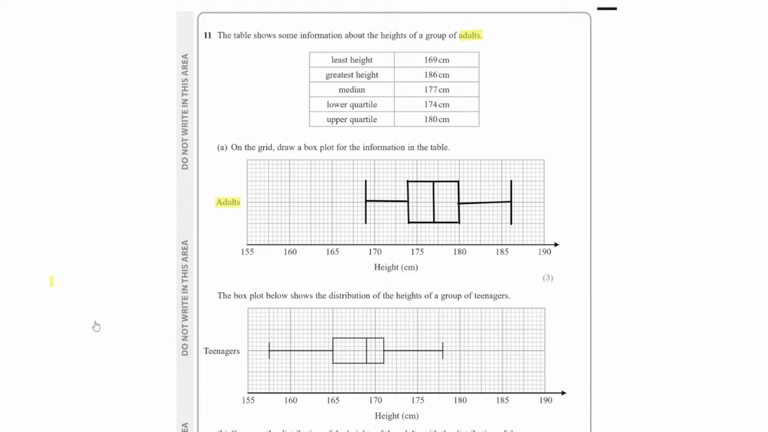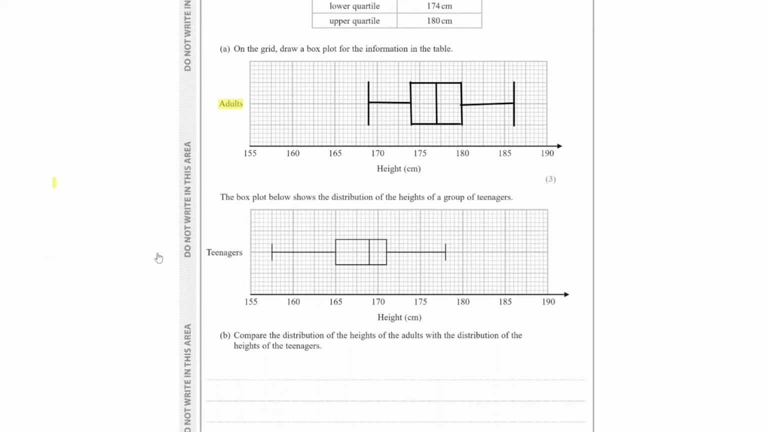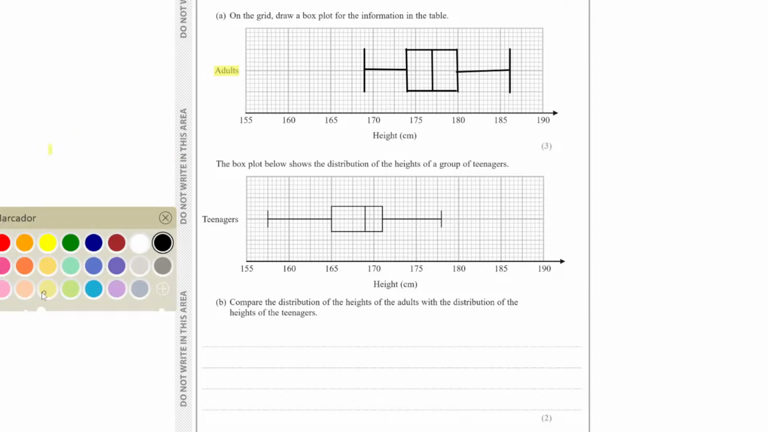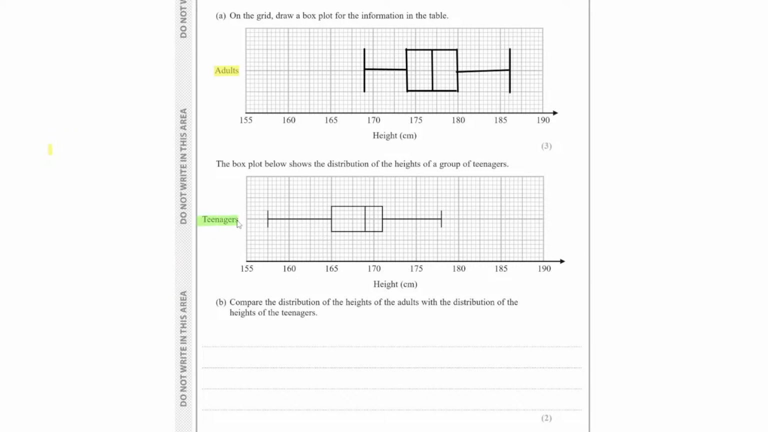Then we've got part B. So if I scroll down, part B says, so here we've now got the box plot below shows the distribution of heights of a group of teenagers. So see how the first one that we did was adults? This is now referring to teenagers. And then it says, compare the distribution of the heights of the adults with the distribution of the heights of the teenagers.